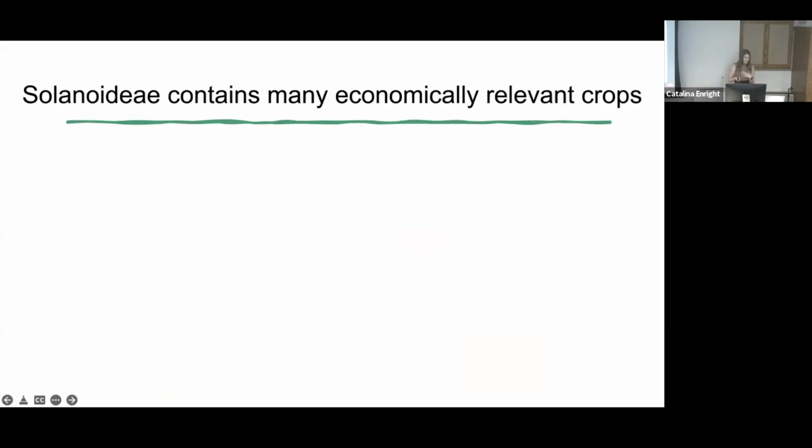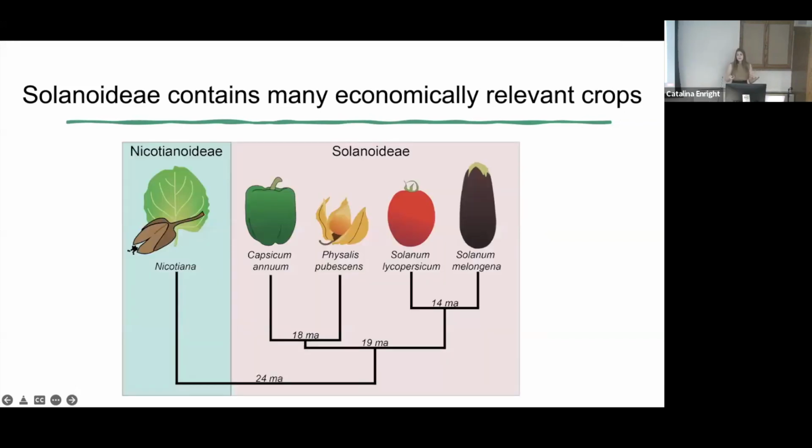And so I was interested if I could hone in on some economically relevant crops and see within this group of Solanoideae plants what the compatibility status was. So for this experiment, I looked at Capsicum annuum, or pepper, Physalis pubescens, or ground cherry, Solanum lycopersicum, tomato, or Solanum melongena, eggplant.